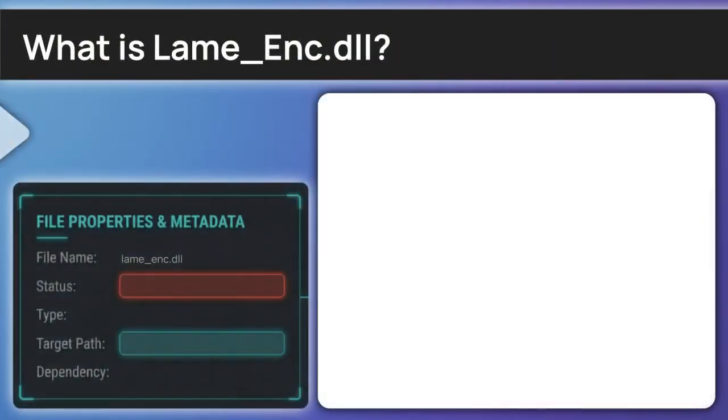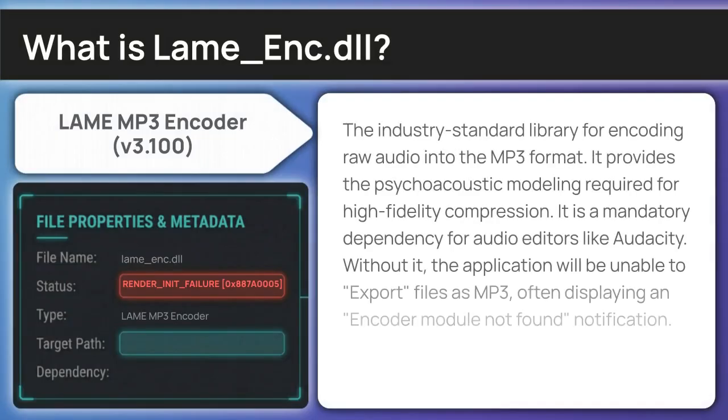This is the LAME Encoder, the industry-standard library for encoding raw audio into the MP3 format. It provides the psychoacoustic modeling required for high-fidelity compression. It is a mandatory dependency for audio editors like Audacity. Without it, the application will be unable to export files as MP3, often displaying an encoder module not found notification.